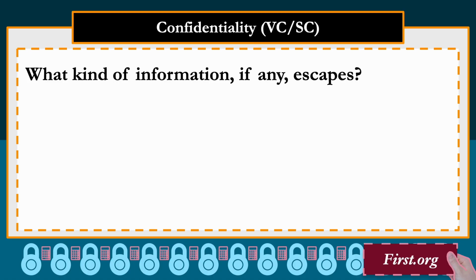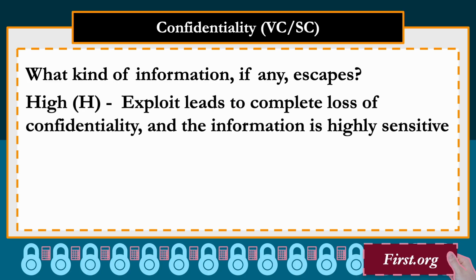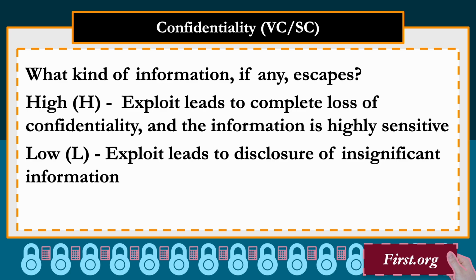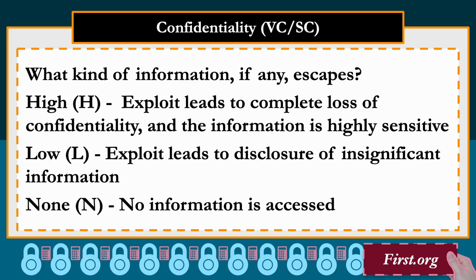Alright, on to the 6 impact metrics, starting with the confidentiality of the vulnerable and subsequent systems. By the way, all impact metrics are rated none, low, or high. In the case of confidentiality, high would mean that exploiting the vulnerability leads to a complete loss of confidentiality or disclosure of highly sensitive data. Low would mean that the vulnerability leads to a disclosure of some restricted information that does not have a huge impact. None means that no restricted data is disclosed on the vulnerable or subsequent system.